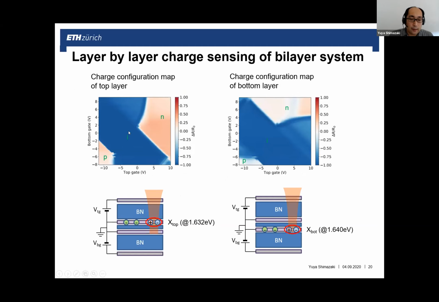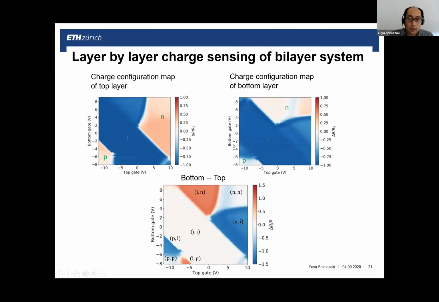Here we have the neutral regime of the top layer, and here's an electron-doped regime and the hole-doped regime. And also for the bottom layer, this is the neutral regime, this is the electron-doped regime, and this is the hole-doped regime. By subtracting these two signals from each other, we can plot the full phase diagram of the system. This is the regime where both layers are neutral. And this is the regime where we have electrons in the bottom layer. This is the regime where we have electrons in both layers.